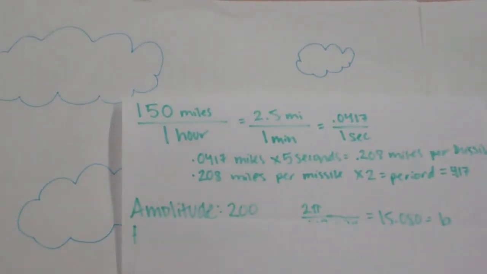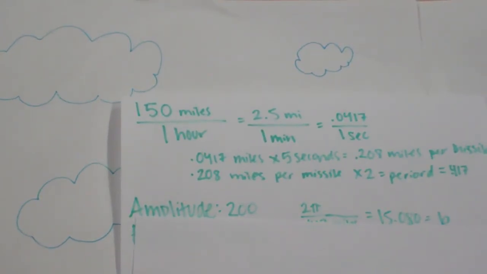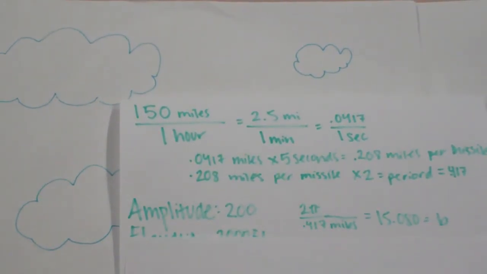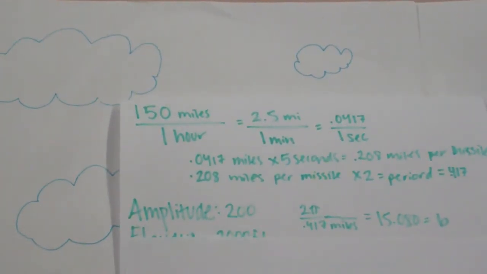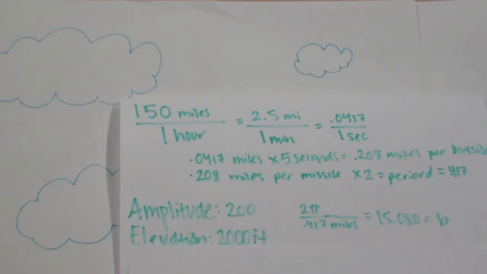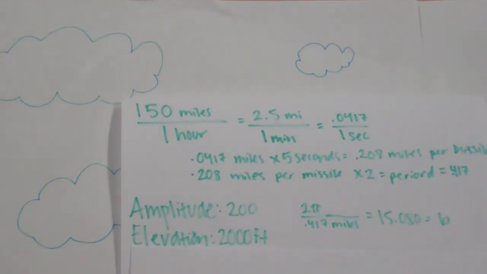Using the period, we can find b in the sinusoidal equation by performing the operation 2 pi divided by the period, or 0.417, resulting in 15.080. Knowing the distance from Joe's highest altitude to his lowest altitude is 400, we can determine the amplitude as 200. The amplitude is the distance a sinusoidal graph stretches above and below the vertical shift. As provided by Joe, the elevation is 2,000 feet, and also our vertical shift.